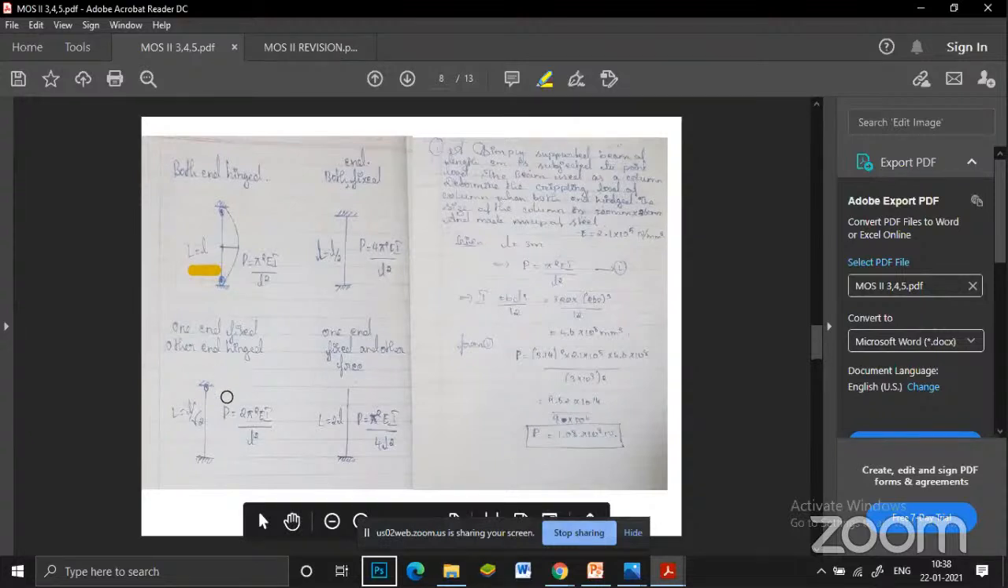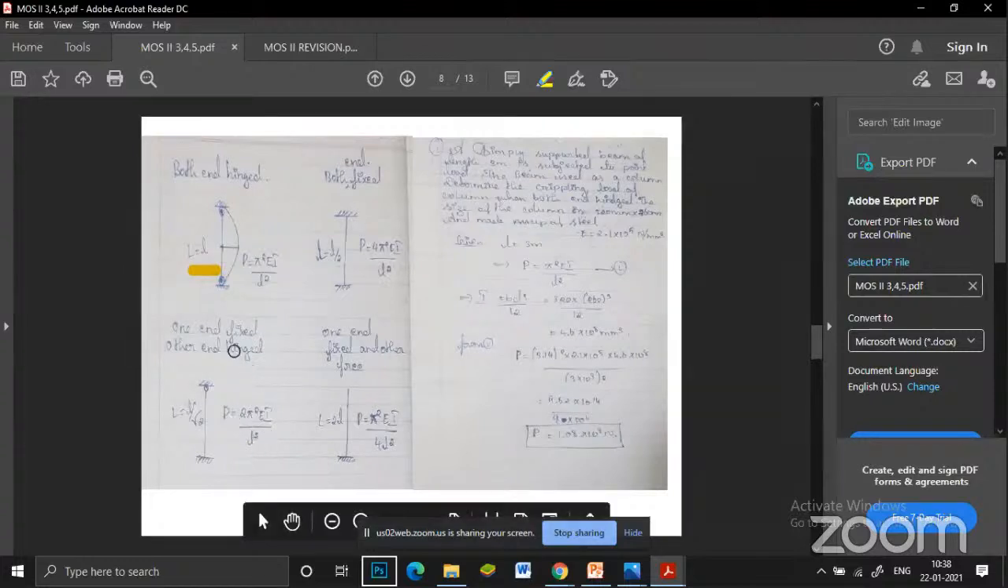Then in case one end is fixed and the other end is hinged, what will you do? Here also the effective length l is equal to 0.5 into l, that is 1 by 2 is equal to 0.5. You can also find the same answer here: l is equal to 0.707 into l, that is 1 by root 2, the value is 0.707.